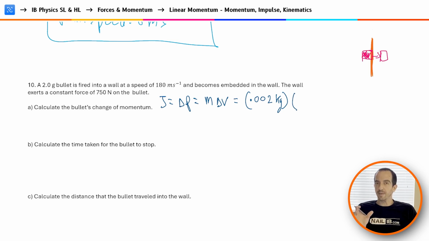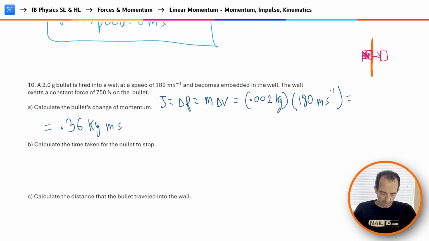We went from 180 meters per second to 0. It enters at 180 meters per second and eventually comes to a stop. That's a change of velocity of 180 meters per second. And if I multiply this out, 0.002 times 180 comes out to 0.36. So our final answer is 0.36 kilograms meters per second. And the other unit, which might be helpful here, is 0.36 Newton seconds.